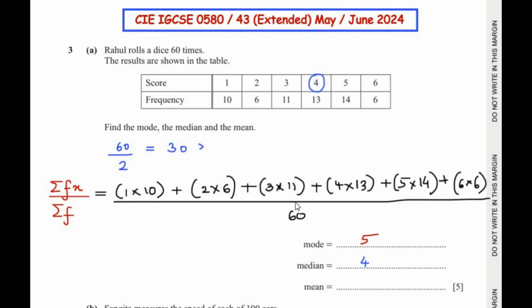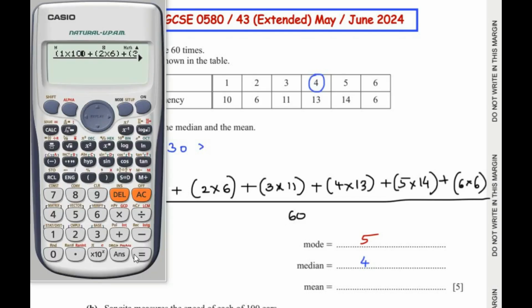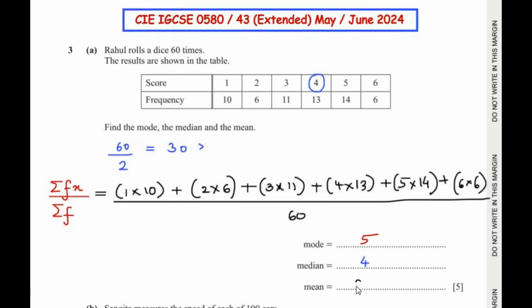Let us see what value this gives us. This is going to give us the value as 71 over 20, or in decimals it is going to be 3.55. So this is the mean of this given data. Now moving on to the next question.